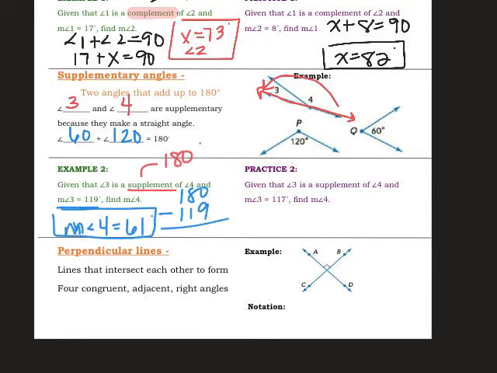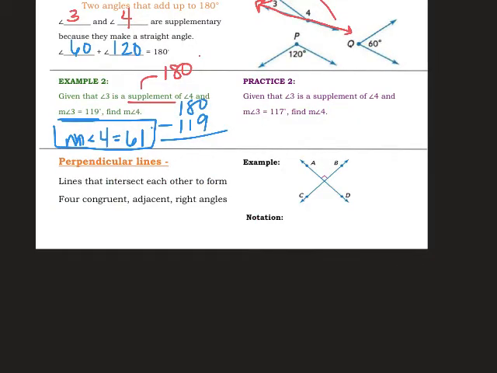And that's it. It's just a subtraction. The measurement, that's an M. The measurement of angle 1 is 61 degrees. All right, so I'm going to give you a moment to figure out practice 2. All right, so we would do 180 minus 117, and what did y'all get? 63 degrees, and that's your answer.